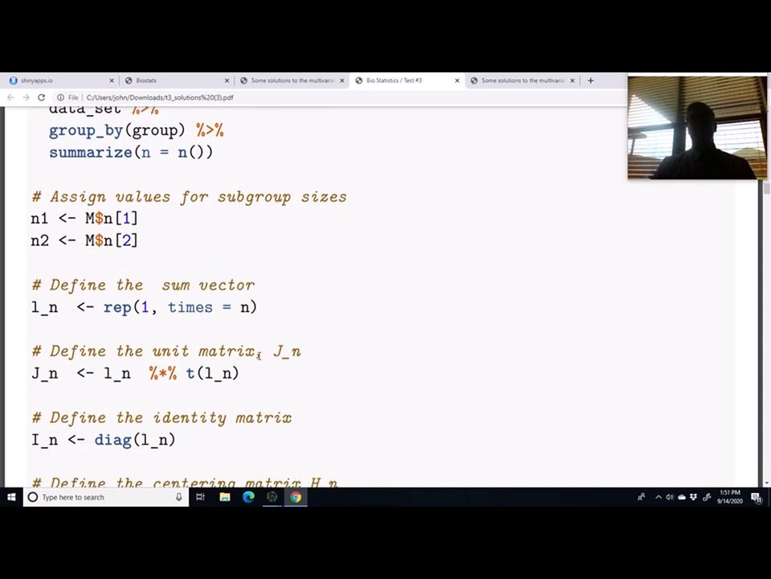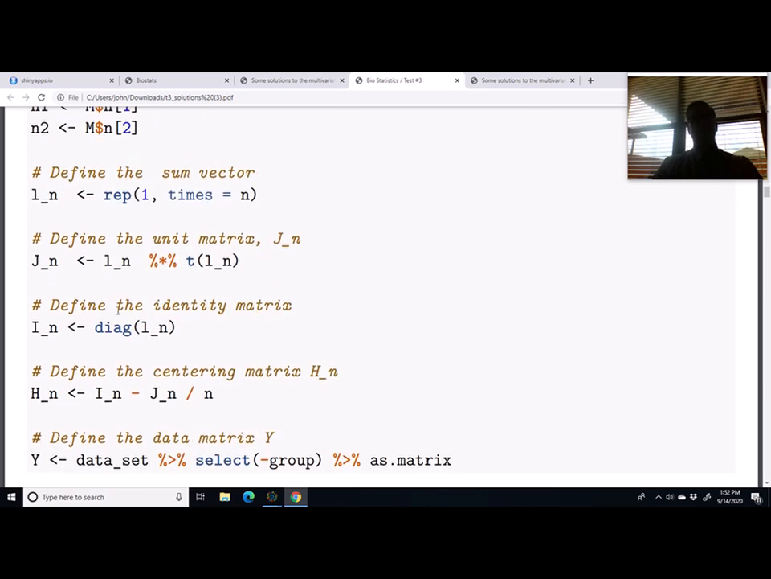And then Jn is the matrix. It's an n by n matrix. All the elements are 1, and you can obtain that as Ln times the transpose of Ln. So I take this outer product of Ln with itself, and it returns the unit matrix Jn. The identity matrix In is the diagonal of the sum vector. And then the centering matrix is the identity matrix minus Jn over n.